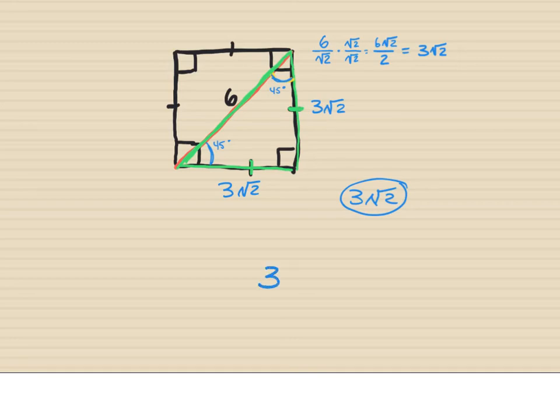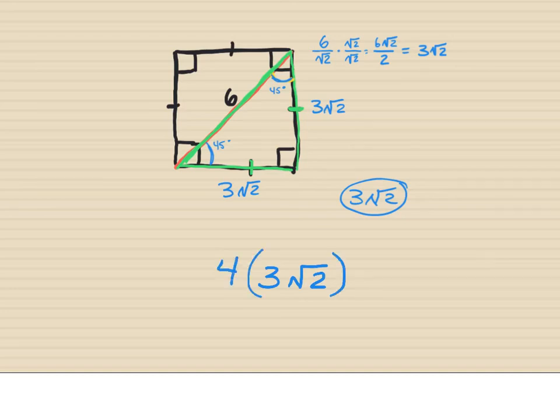Oh wait, don't you have to do 3 square root of 2 times 3 square root of 2? No. That would be the area of the square. That would be side times side. How do we do perimeter? You multiply by 4. We could just multiply this by 4, right? If we have 4 of the exact same side.